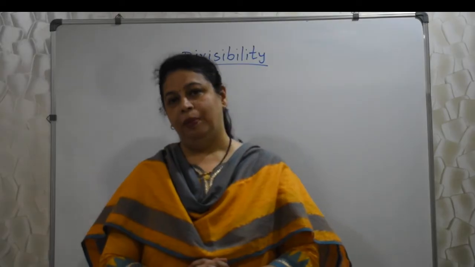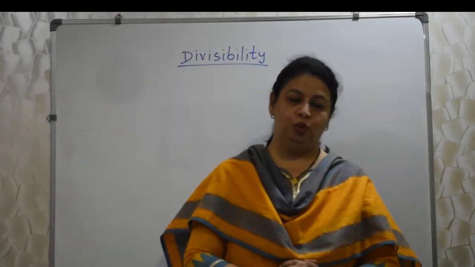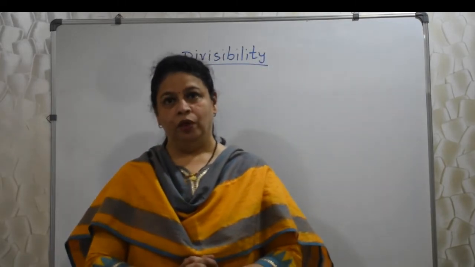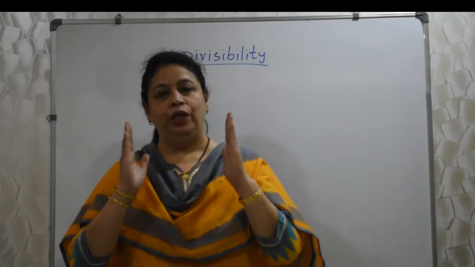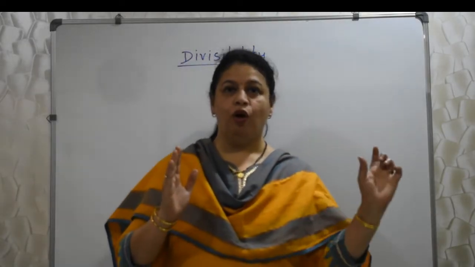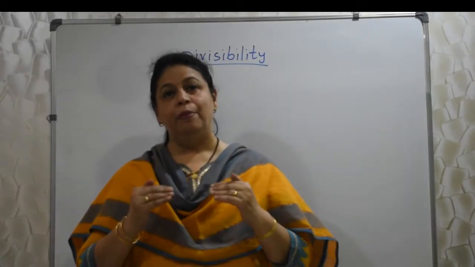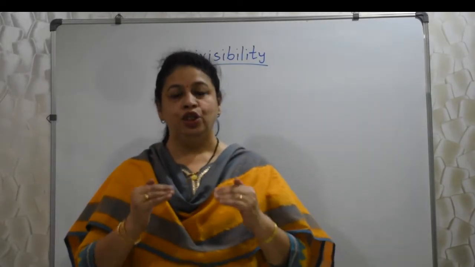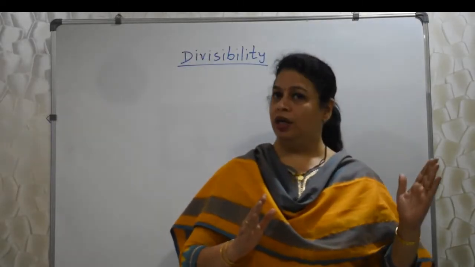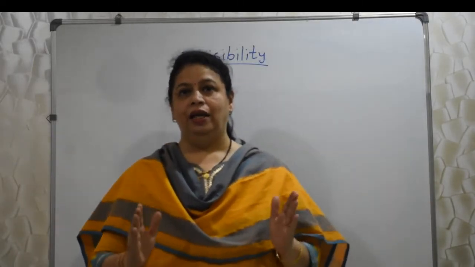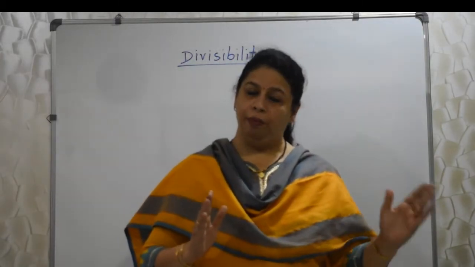When we say a particular number is divisible by a smaller number, say 2, 3, 4, 5, whatever, what does it mean? If you divide the given number by that small number, 2, 3, whatever, and you get remainder 0, in short, when the given number is completely divisible by that smaller number, we say that this number is divisible by that smaller number.